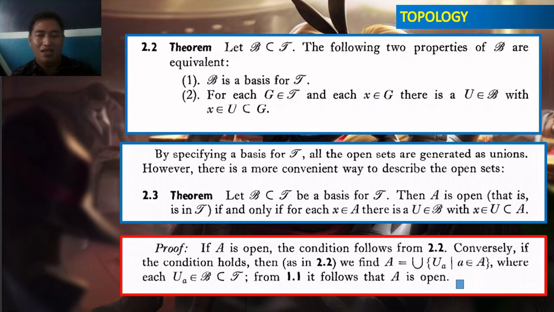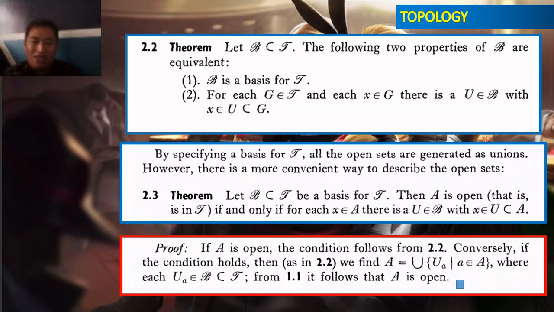Now, theorem 2.2. Let script B be subset sa script T. So, the following property. Okay, again, that's the definition for the basis. Okay, class. So, by specifying a basis for tau, all the open sets are generated as unions. Diba? Kung mag-basis ta class sa tau, tanang open sets generated as unions sa mga elements sa basis sa tau. So, however, there is a more convenient way to describe the open sets. Okay. Dara class ang other way class sa pag-describe sa open sets.